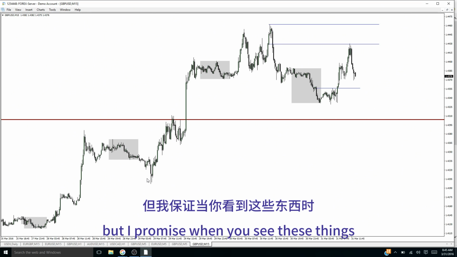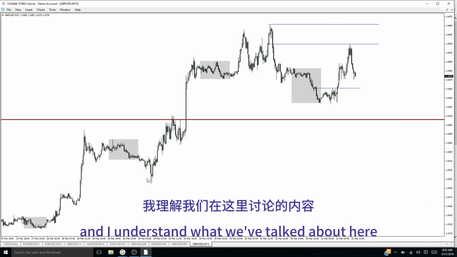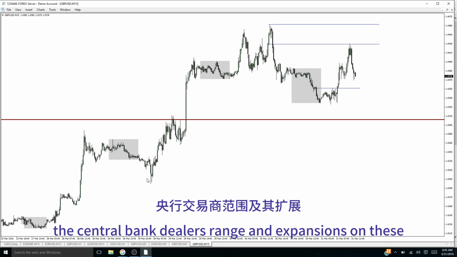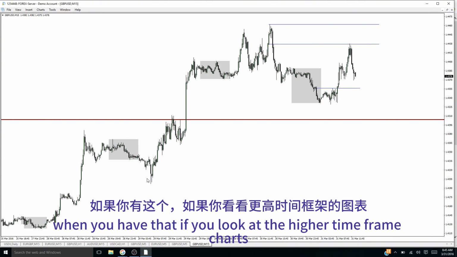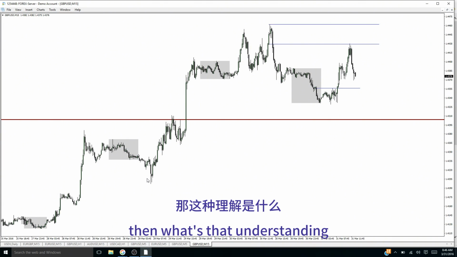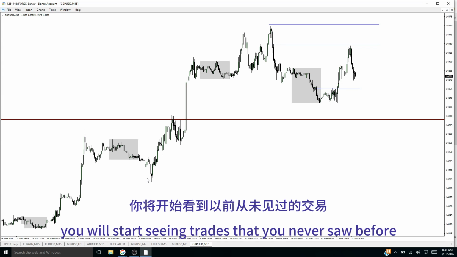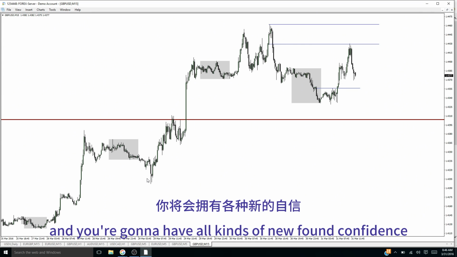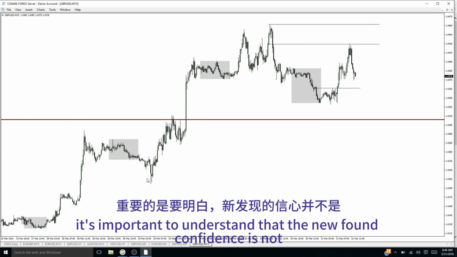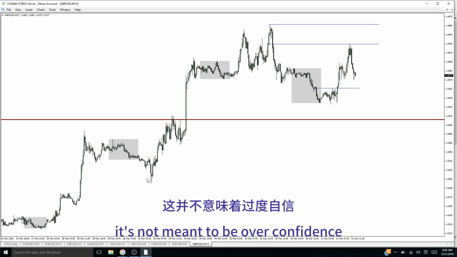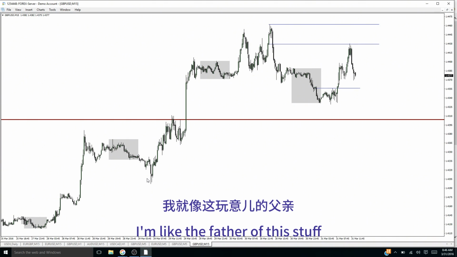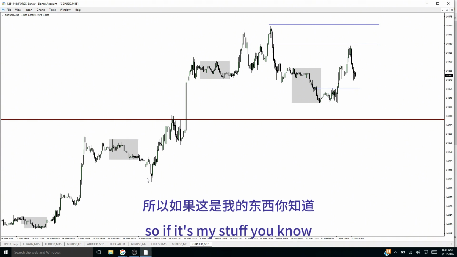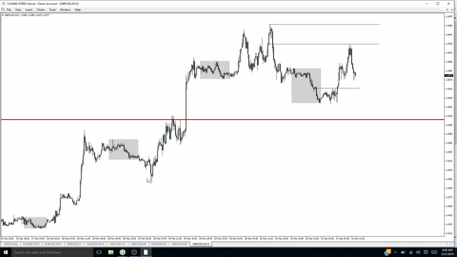But I promise, when you see these things and understand what we've talked about here as it relates to the Flout, the central bank dealers range, and expansions on these and deviations from these ranges, if you look at the higher time frame charts with that understanding, you will start seeing trades that you never saw before, and you're going to have all kinds of newfound confidence. But the newfound confidence is not meant to be overconfidence. I don't want you trading more than you need to. Again, I'm like the father of this stuff. If it's my stuff, and I'm not trading every single day, why should you think that you should be doing it too? You shouldn't be.